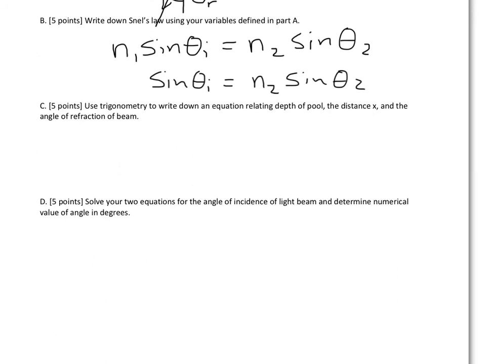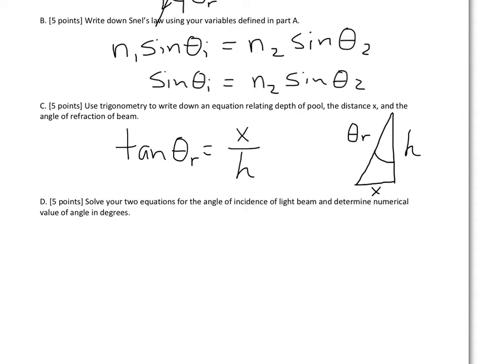Use trigonometry to write down an equation relating depth of pool and the angle of refraction. So let me draw a simple diagram here. This is the depth of the pool, which I'm going to call h. The refracted beam is here, and this is the distance x. This angle is the refracted angle. So we can simply see that the tangent of the refracted angle is equal to the distance x divided by the depth of the pool.